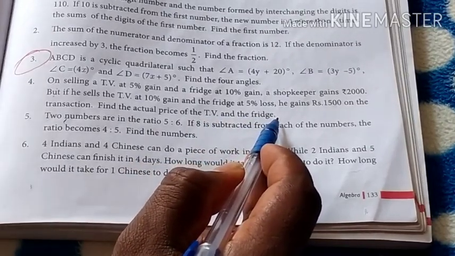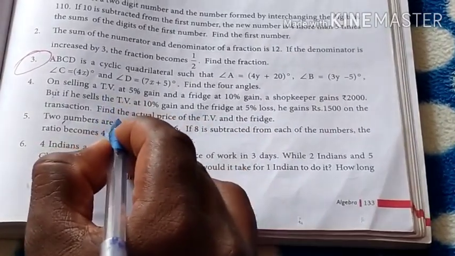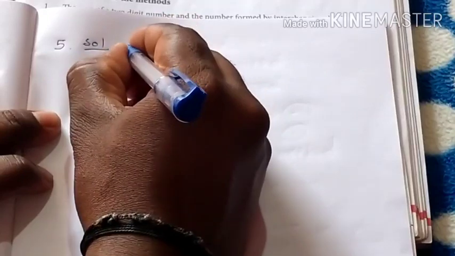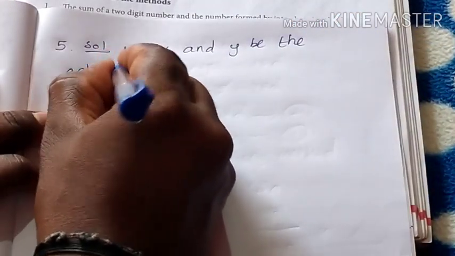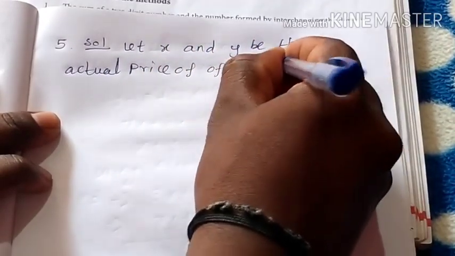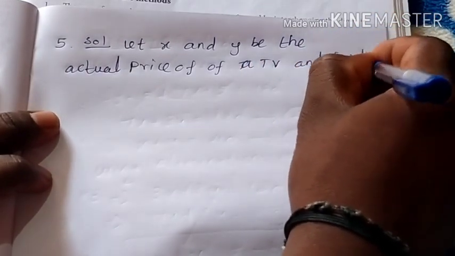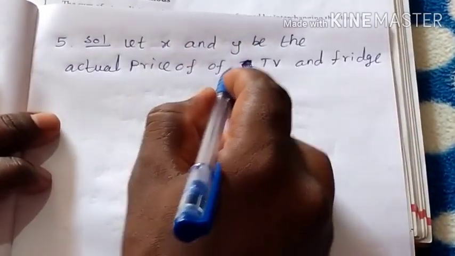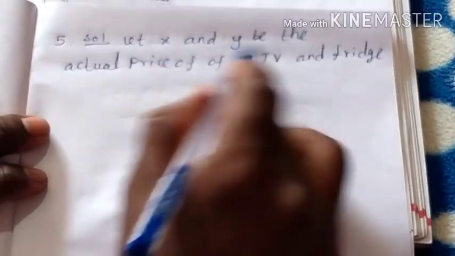Okay, listen carefully. Just assume the variables from the question. Let x and y be the actual price of a TV and fridge. Let x and y be the actual price of TV and fridge. This is your assumption. Okay, this is the actual price.